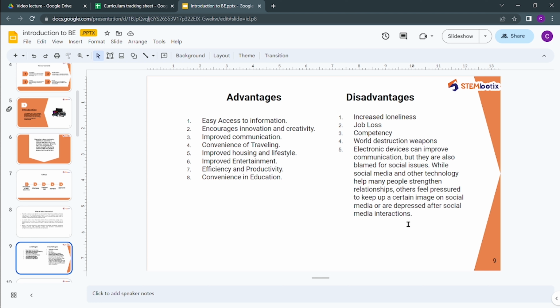Then, convenience of traveling. Using buses and trains, you can easily travel anywhere. And now the advancement of technology has reached airplanes, so you can travel thousands of miles using airplanes. Improved housing and lifestyles.